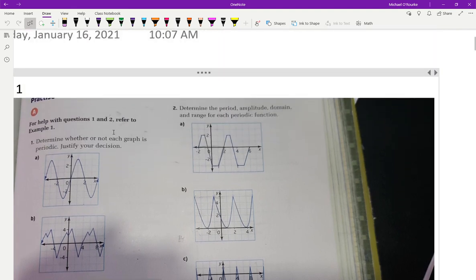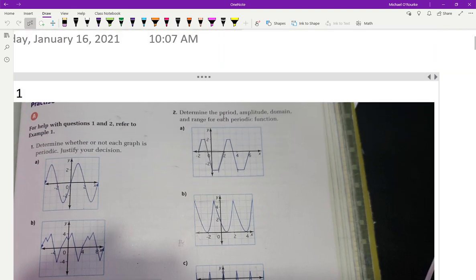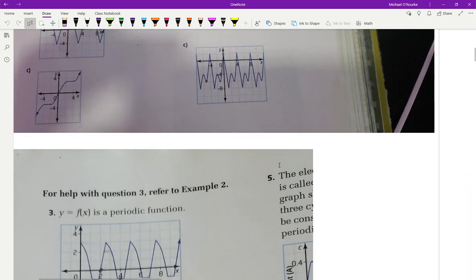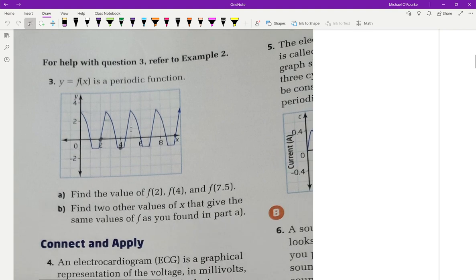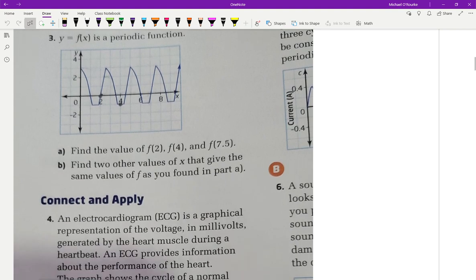The second question here, determine the period, which we know how to do, amplitude, and I'm not going to worry about domain and range right now because I don't want everyone to have crazy flashbacks. Although, let's look at it real quick. Domain looks at left to right. Actually, we're not going to worry about that right now. Oh, here's one thing I didn't do. Let's do this question for you right now.